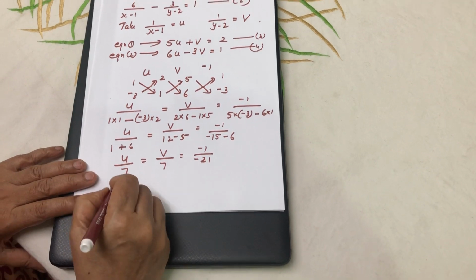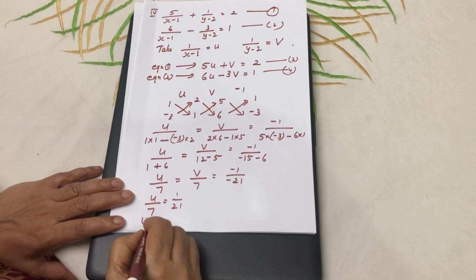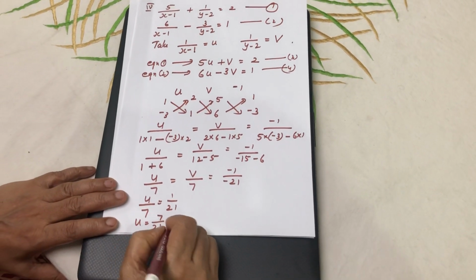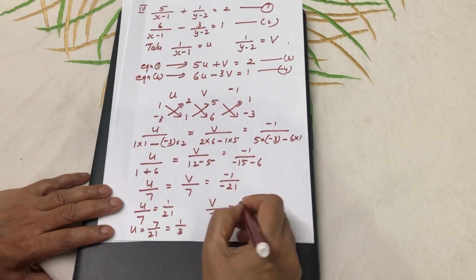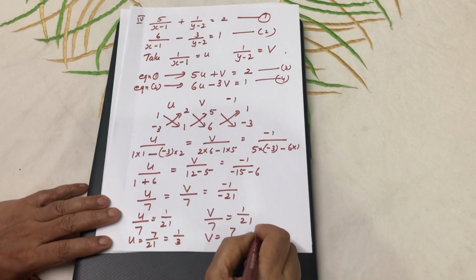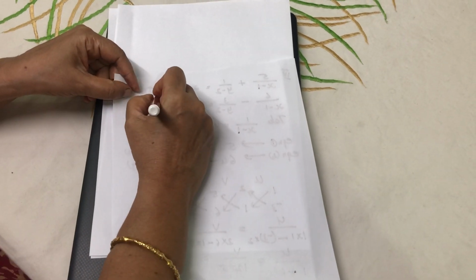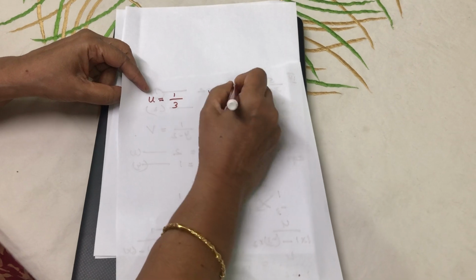So equate u by 7 is equal to 1 by 21. u is equal to 7 by 21, which is 1 by 3. v by 7 equal to 1 by 21, v is equal to 7 by 21, which is 1 by 3. Therefore u is equal to 1 by 3 and v is equal to again 1 by 3.